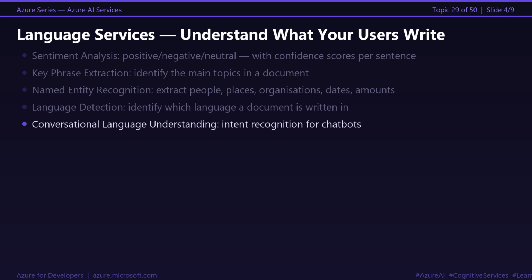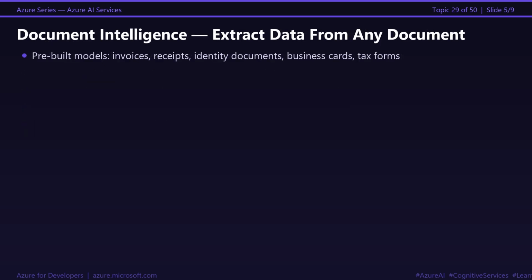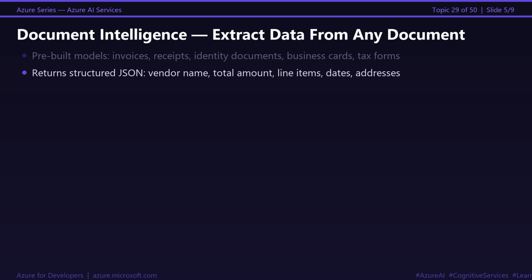Pre-built models cover the most common document types out of the box. Invoice model: vendor, invoice number, line items, totals, tax amounts, due date. Receipt model: merchant, transaction date, total, items purchased. ID document model: name, date of birth, document number, expiry from a passport or driving license. You pass the document, PDF, JPEG, TIFF, and get back structured JSON.